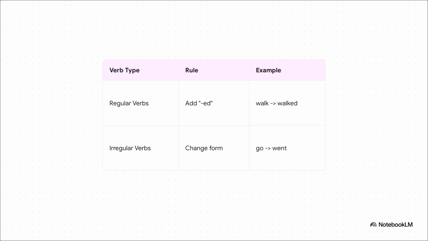And here we go. We've hit one of the most famous, or infamous, parts of English: irregular verbs. Regular verbs are easy, right? They follow a simple rule, just slap an ed on the end. Walk becomes walked. Easy. But irregular verbs, they feel like they have no rules at all. Go becomes went, eat becomes ate. They just break the pattern, which means students have to learn them one by one. And yeah, that can be a huge pain.